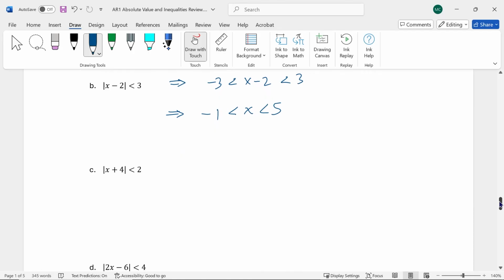All right, let's look at c here. We've got the absolute value of x plus 4 is less than 2. So x plus 4 is between 2 and negative 2. I'm going to subtract 4 from each side, and we get x is between negative 2 and negative 6.